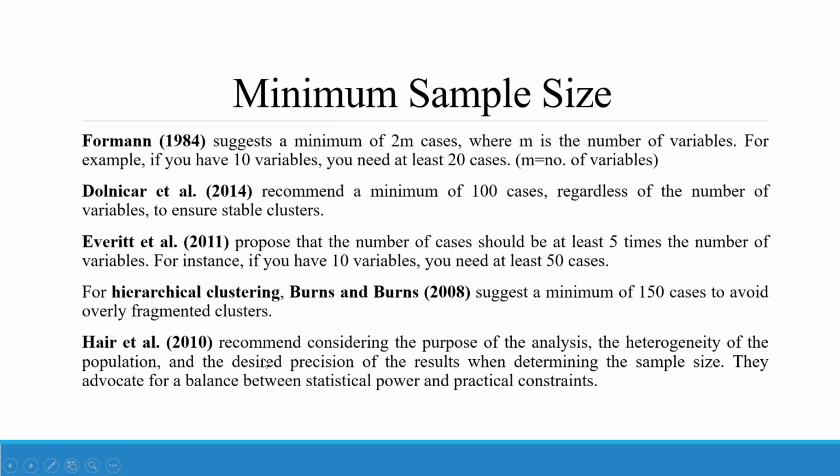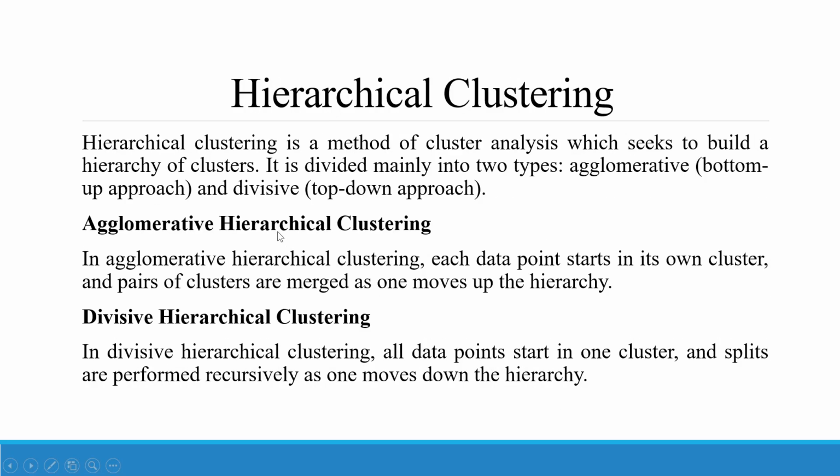Hair recommends considering the purpose of the analysis, the heterogeneity of the population, and the desired precision of the results when determining the sample size. They advocate for a balance between statistical power and practical constraints. Hierarchical clustering is a method of cluster analysis which seeks to build a hierarchy of clusters. It is divided mainly into two types: agglomerative, that is the bottom-up approach, and divisive, the top-down approach.